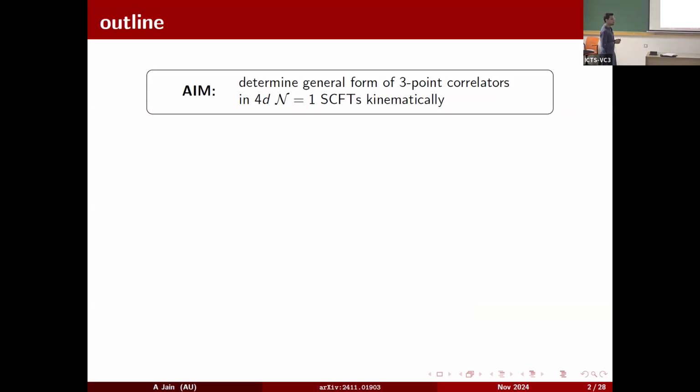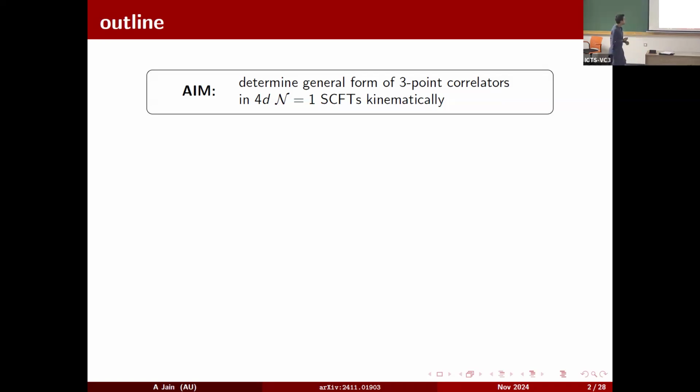The primary aim of our work was to determine the general form of any 3-point correlation function in a 4D N equals 1 superconformal theory kinematically. We know that superconformal symmetry is enough to constrain 2-point and 3-point correlation functions. So we want to see how much superconformal symmetry actually fixes the correlator.